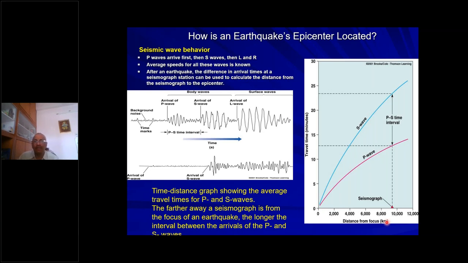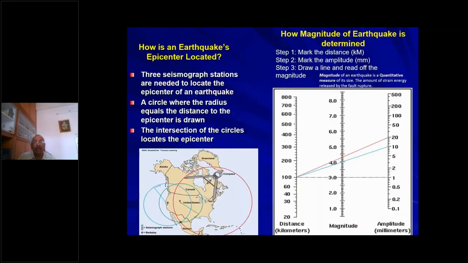So this is the way you can obtain approximately how much distance the focus point of the earthquake is located from the recording station. But that is not sufficient actually. So you have to go for pinpointing the location.